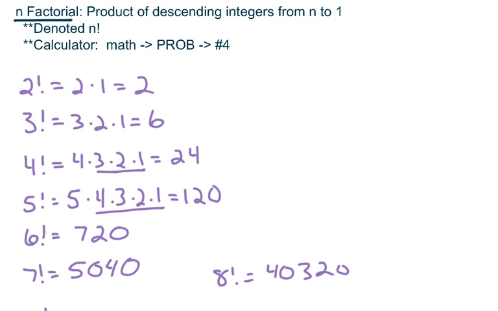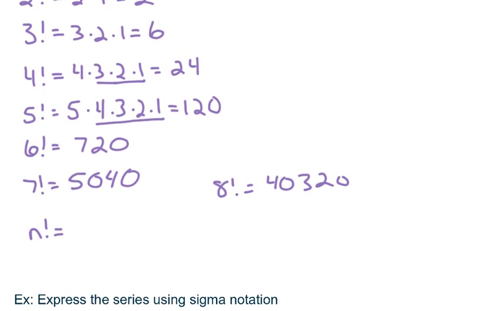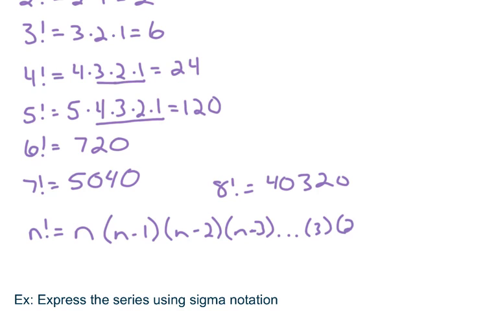Use your calculators here. In general, n factorial is equal to n times n minus 1, times n minus 2, times n minus 3, and so on, all the way down to 3 times 2 times 1. So if we started with 10 factorial, we'd start with 10 and then go to 9. It always starts from this number and works its way down to 1, so it always ends in 1. Just so you have that in the back of your mind.